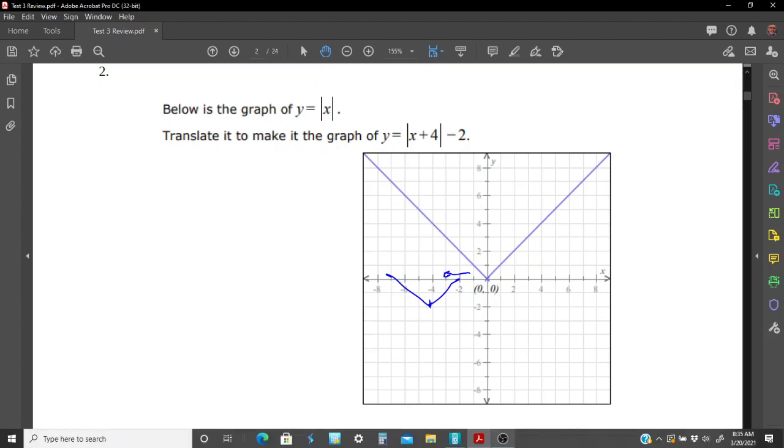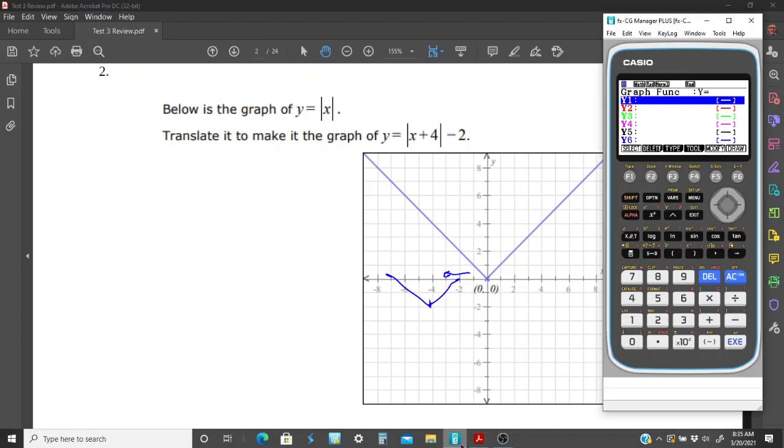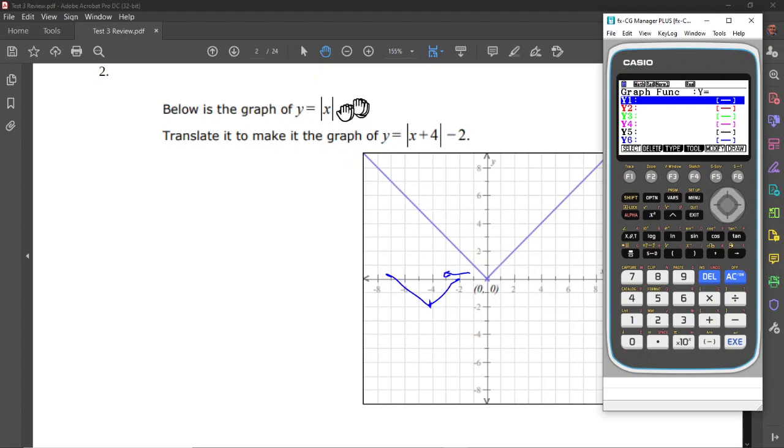Again, how can I use the graphing calculator to verify this? Well, it's a little trickier. We have to know where to get the absolute value from. Notice the 4 key, right above it, it says catalog. That's going to give us access to all the functions in this calculator. Since it's in yellow, it's a shifted function, so I go shift 4, which gives me the catalog.